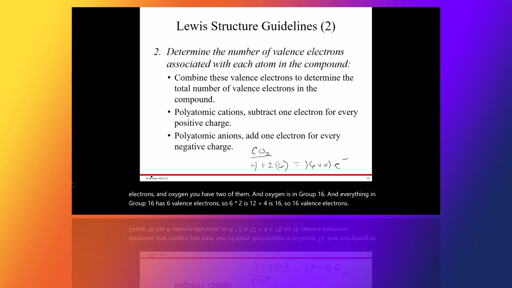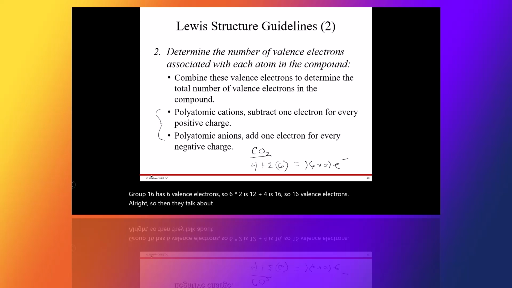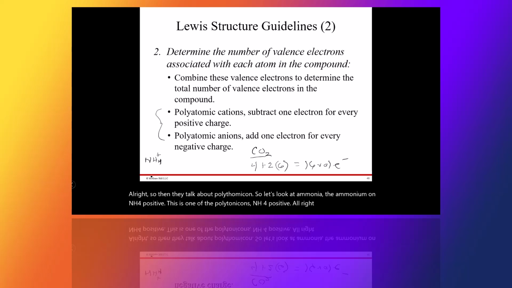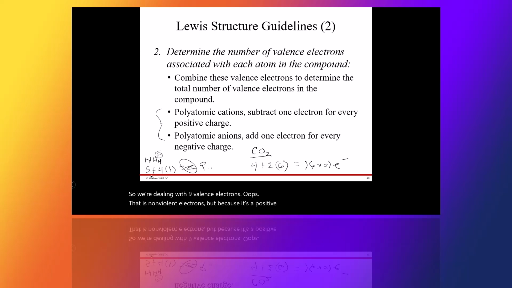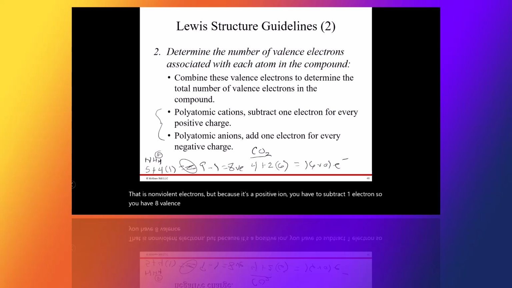All right, so then they talk about polyatomic ions. So let's look at the ammonium ion, NH4 positive. This is one of the polyatomic ions, NH4 positive. All right, so nitrogen in group 15 has 5 valence electrons, and 4 hydrogen. Each hydrogen in group 1 has 1 valence electron. So we're dealing with 9 valence electrons. But because it's a positive ion, you have to subtract 1 electron. So you have 8 valence electrons. I'll just say VE there for short.